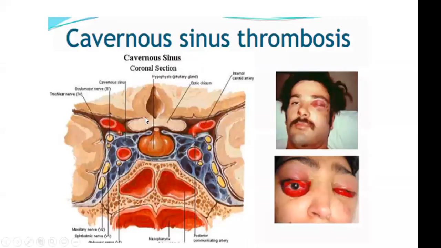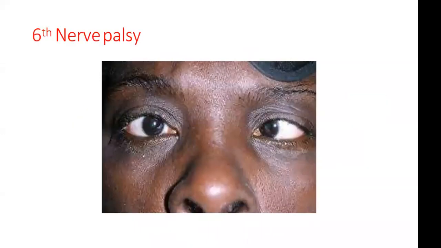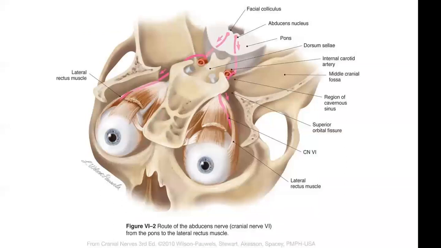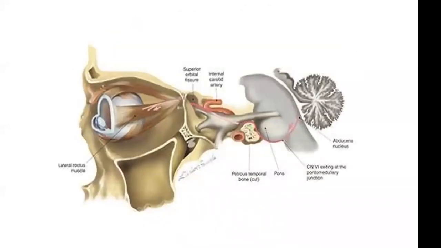Right. So that is the sixth cranial nerve. That is the sixth cranial nerve. This is again a simplified pathway of the sixth cranial nerve.